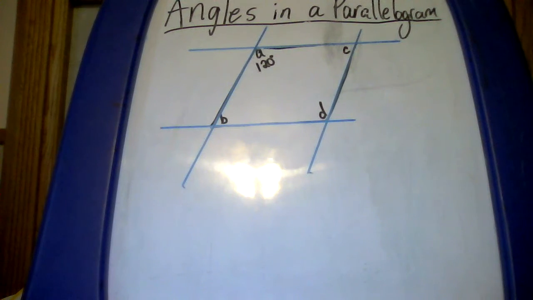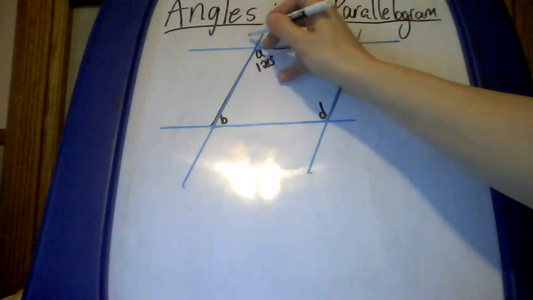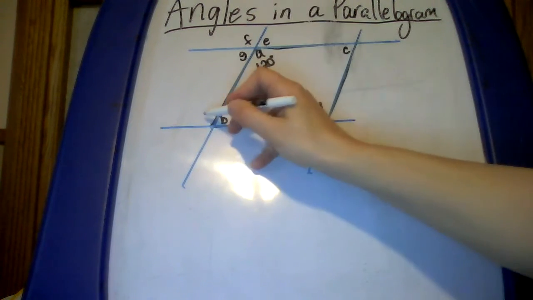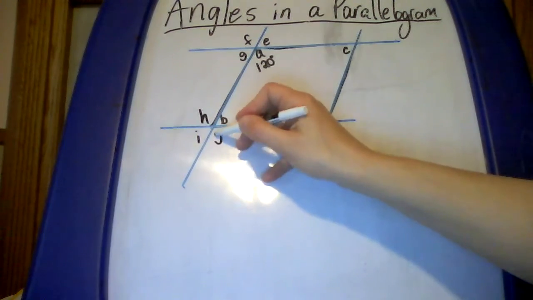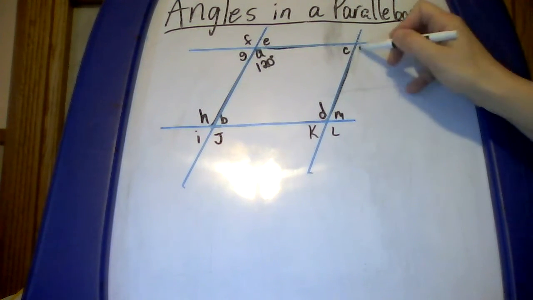So I'm going to also label my other angles up here. I left off at D, so I'm going to just label E, F, G, H, I, J, K, L, M, and N, O, P.